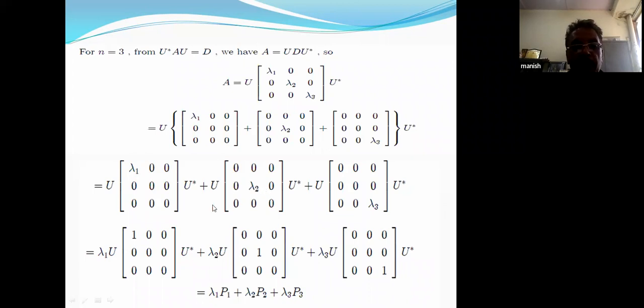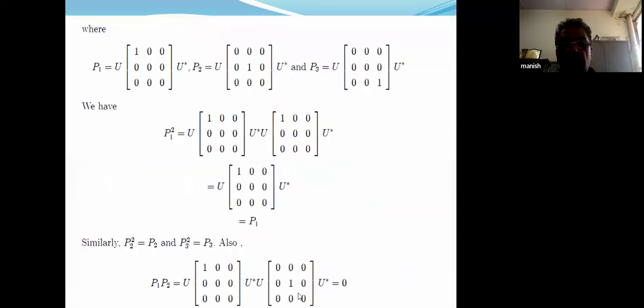We can also take lambda 1 outside by scalar multiplication. So we have this matrix. Now put this U and then in brackets the matrix with 1 and zeros elsewhere, then U star, and this is equal to P1. The second is P2 and the third is P3. Then we show that the above conditions are satisfied.